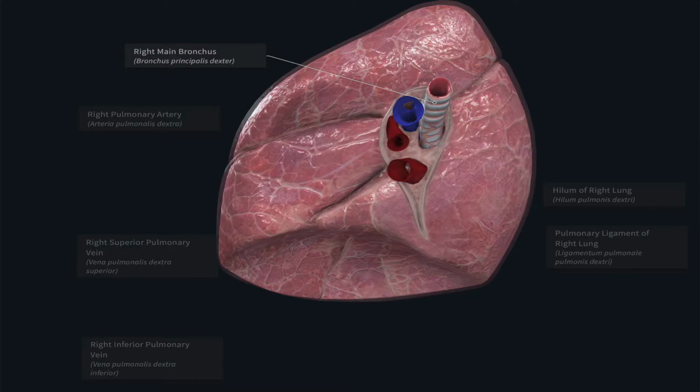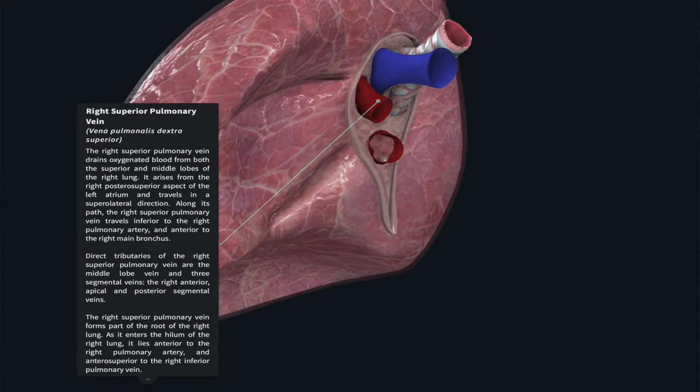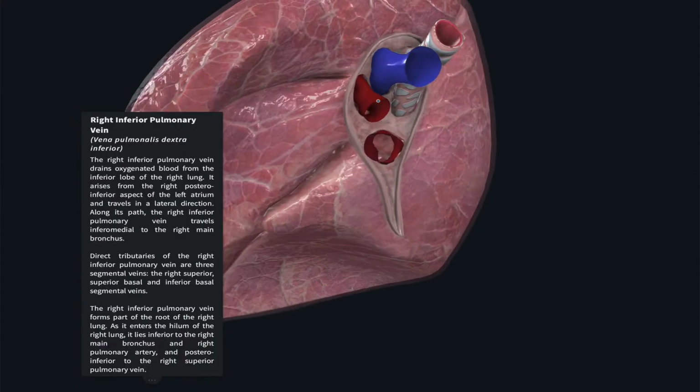So this is a great way, when you're looking at the medial surface of the lungs, to distinguish the left lung from the right lung, just based on the placement of the pulmonary arteries. And just like on the left lung, the right lung has superior and inferior pulmonary veins.